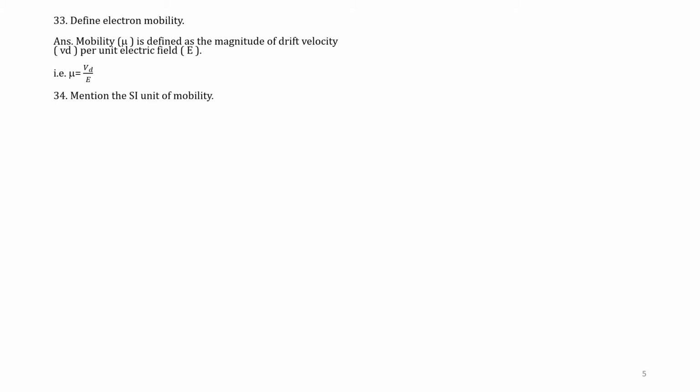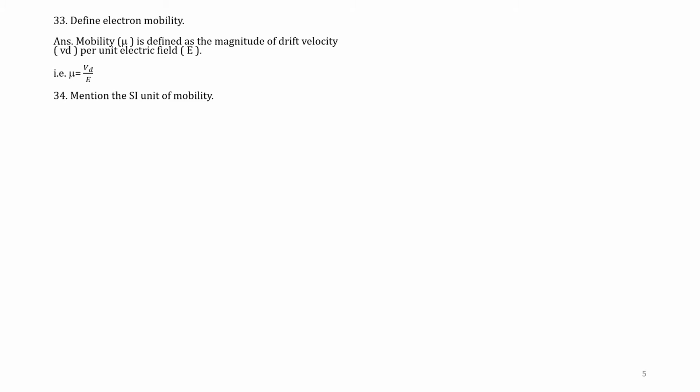Define electron mobility. Answer. Mobility mu is defined as the magnitude of drift velocity per electric field. That is, mu is equal to Vd by E, where mu is the mobility, Vd is the drift velocity, and E is the electric field.